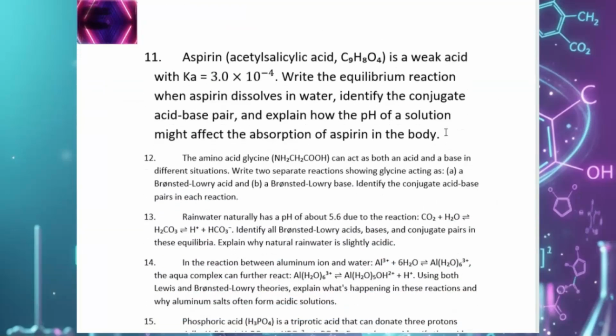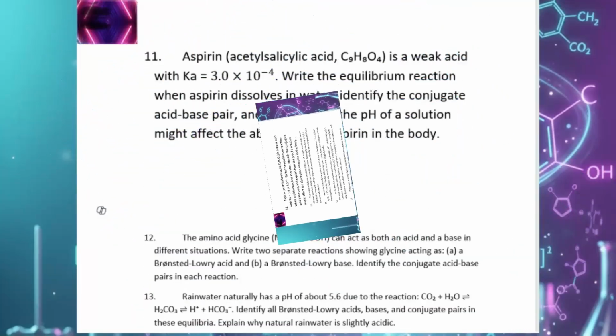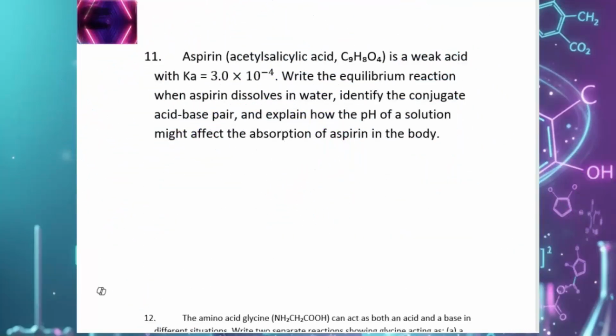All right, so for number 11, and this is not even a calculation problem. This is just basically writing out the equilibrium reaction when aspirin dissolves in water. Right there, they're giving you the formula, C9H8O4. They told you it dissolved in water at equilibrium.